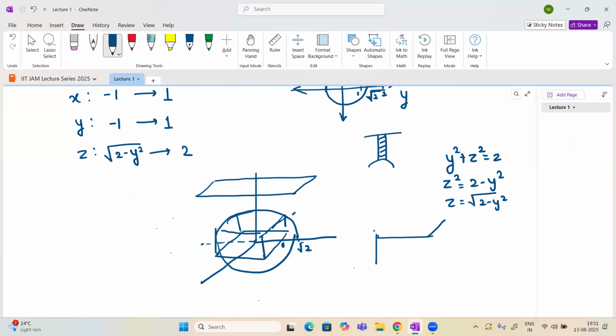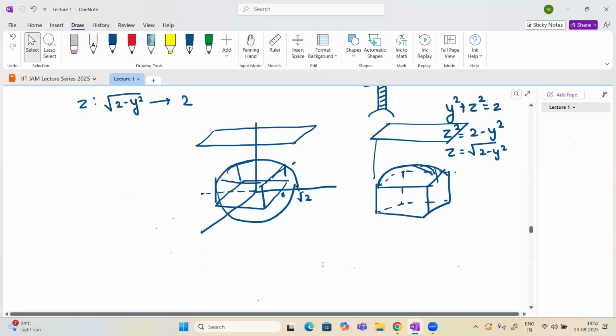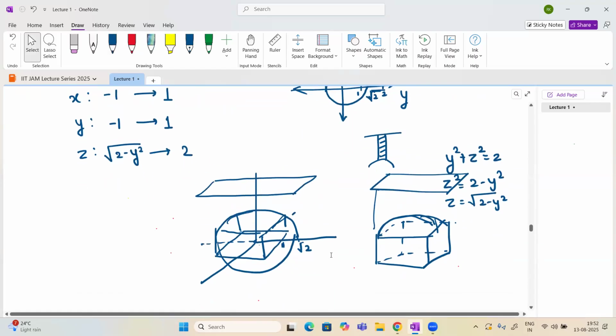Can you imagine we get this kind of diagram? Just like a piece of cake. At the top we have this kind of figure, part of circle, and here we have a plane. So the region above this piece of cake and below this plane, that region we need to consider. Is it clear to you? Yes, sir. Sir, can you explain one more time? Okay, no problem.